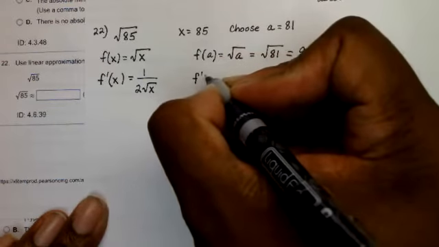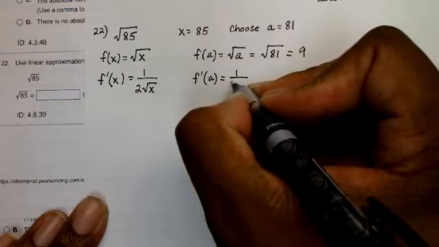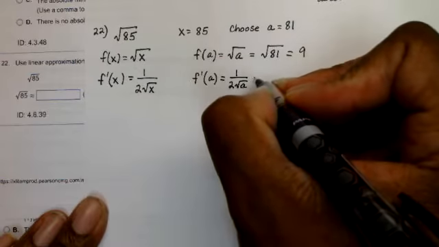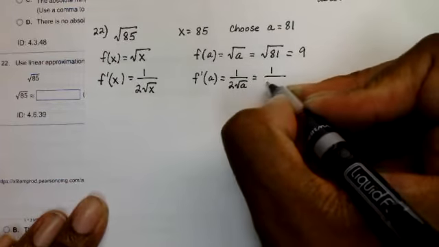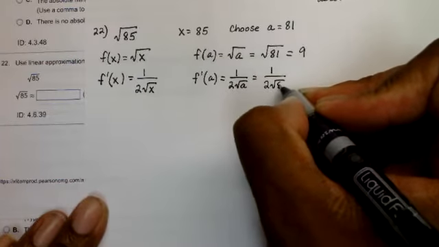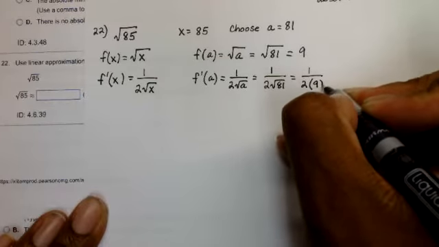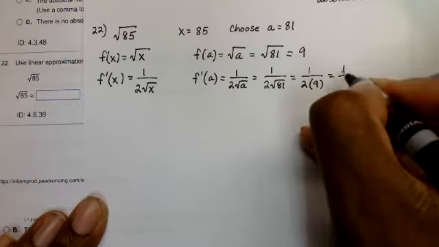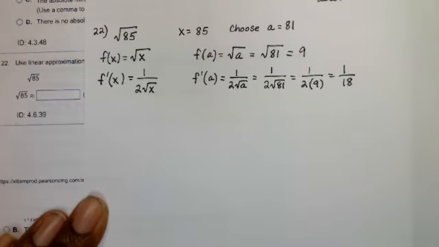And then f prime of a will be 1 over 2 square root of a, and a again is going to be 81, so I have 1 over 2 square root of 81. Square root of 81 is 9. And then the denominator, 2 times 9 would be 18. So f prime of a would be 1/18 when I let a equal 81.